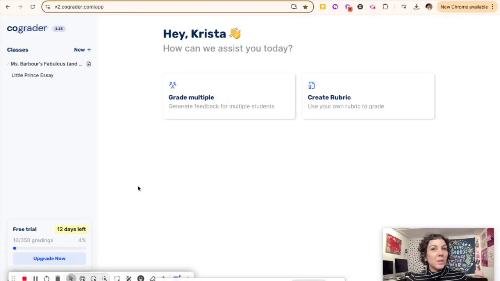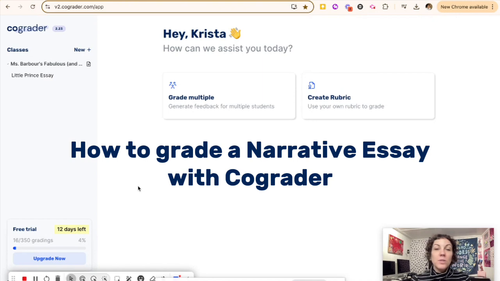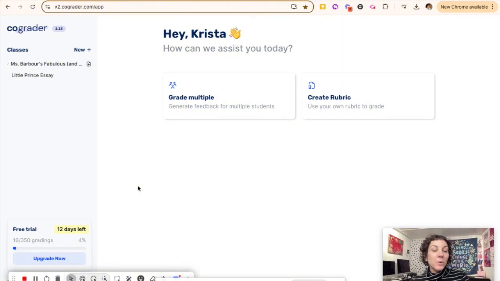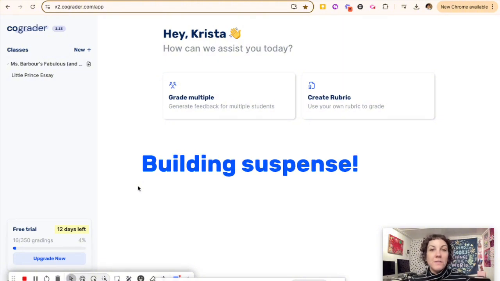Everyone, welcome to this CoGrader tutorial where I am going to walk you through how I use CoGrader when my students are working on a narrative piece of writing. In this case, my students are working on building suspense in a piece of short fictional writing.